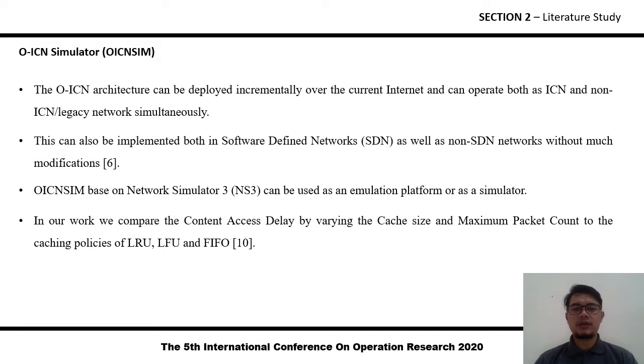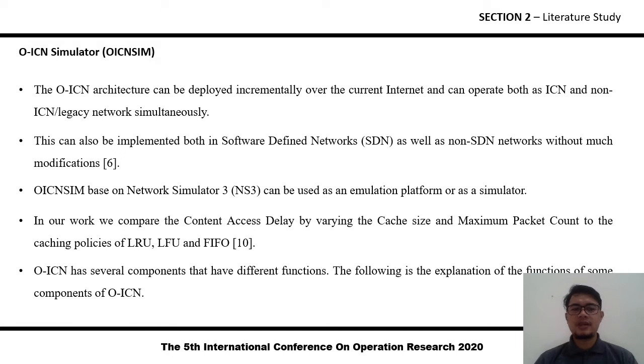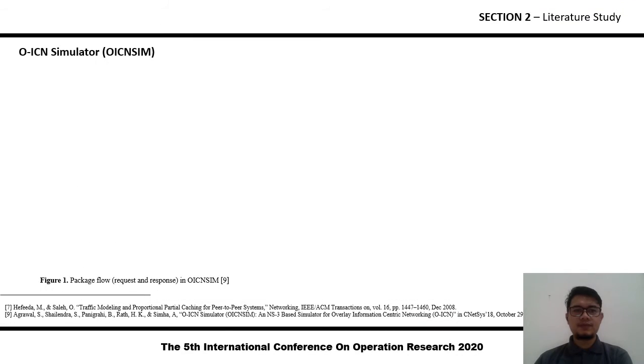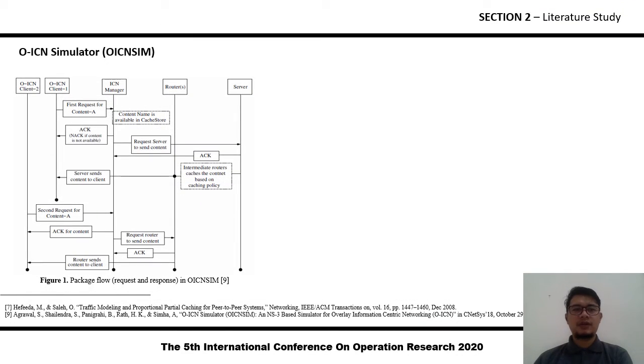In our work, we compare the content access delay by varying the cache size and maximum packet count to the caching policy of LRU, LFU, and FIFO. OICN has several components that have different functions. The following is the explanation of the function of some components on OICN. Figure 1 shows the packet flow request and response in OICN simulator.